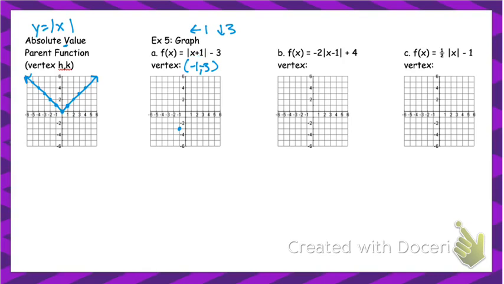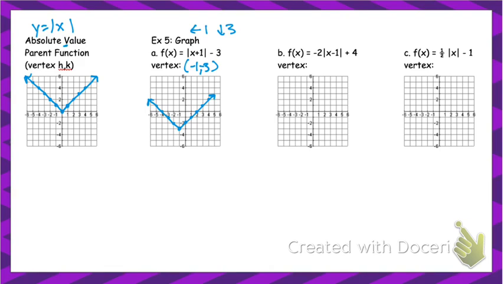Now, since there are no stretches, compressions, or reflections, this graph is going to have the same slope as the parent function, which was over 1 and up 1 for every point to the right of that vertex, and left 1, up 1, with that slope of 1 or slope of negative 1 for every point on the other side of that graph.